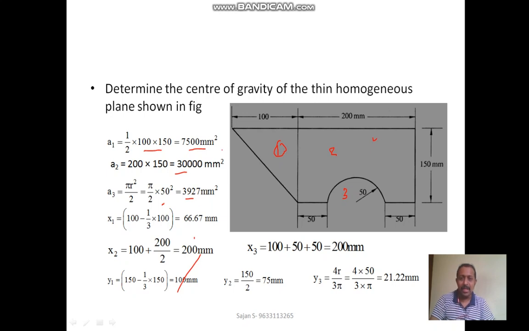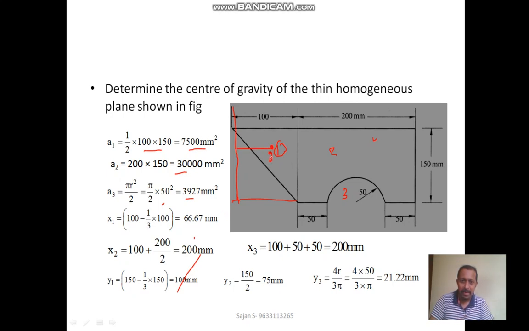Okay, for finding out x1 we need the y axis. Here we just draw the y axis at the left extreme and the x axis at the bottom extreme. Okay, we have considered the x axis at the bottom extreme and the y axis at the left extreme here. Okay, so x1 is the distance from y axis to the centroid of the first part, right?